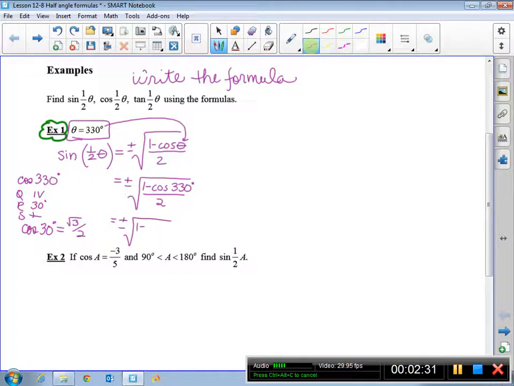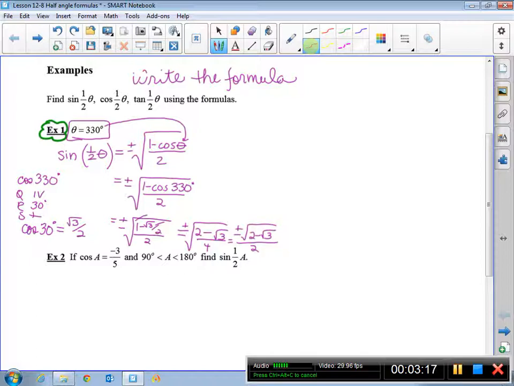So that's what I'm going to be subbing in there. 1 minus square root of 3 over 2, all over 2. Now that's a complex fraction under there. You can't leave it like that. What I'm going to do is multiply each part in here by 2. So this times 2, this times 2, and my denominator times 2. And then I have positive or negative square root, oh, I see I have square root of 4 on the bottom. Positive or negative square root of 2 minus square root of 3 all over 2.